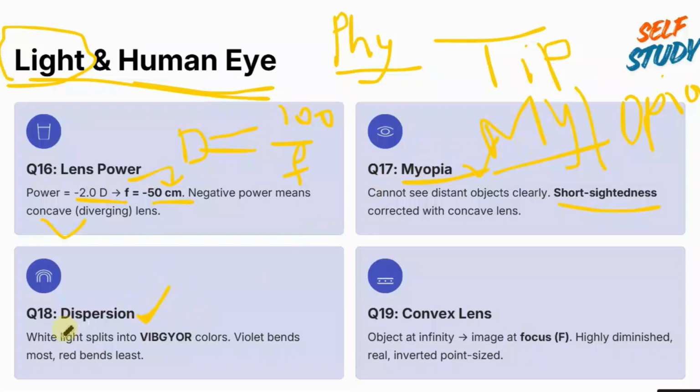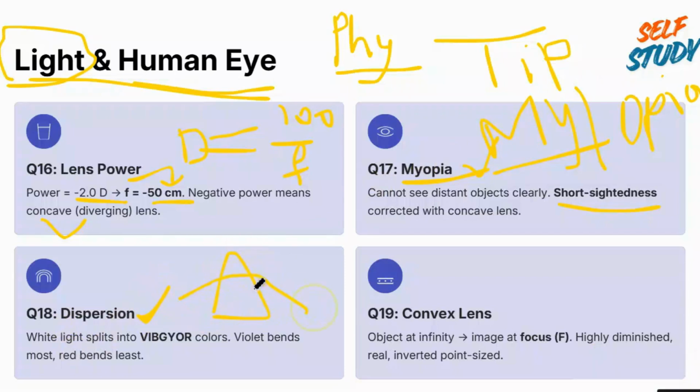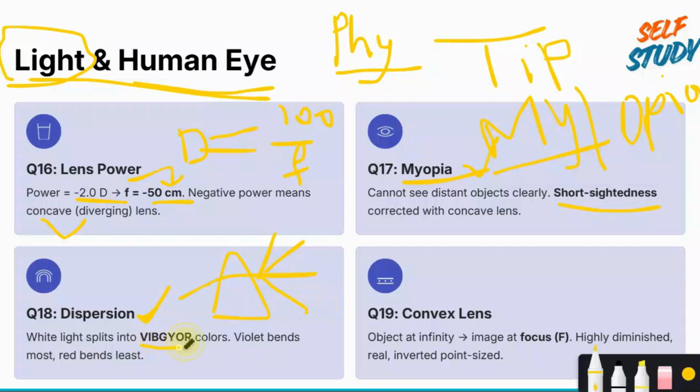Next, dispersion. White light passes through a prism. It disperses into different colors, right? Different seven colors. This is known as dispersion of light. Dispersion occurs in the colors violet, indigo, blue, green, yellow, orange, red. You simply remember it as VIBGYOR, and violet bends most, then red. You can see it here. Okay. Next, topic number 19.